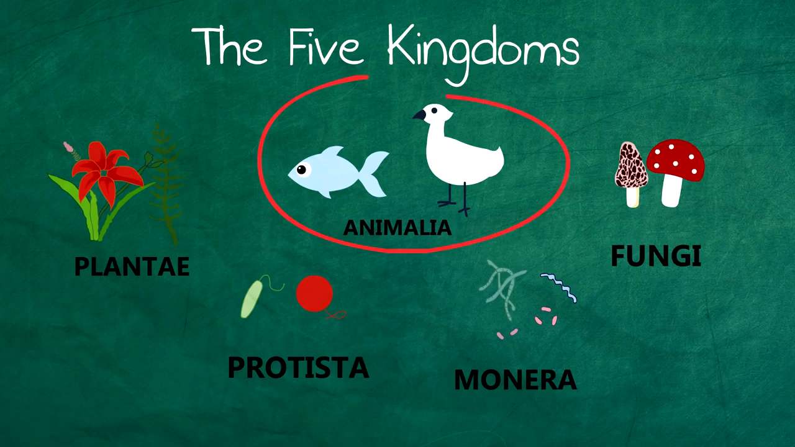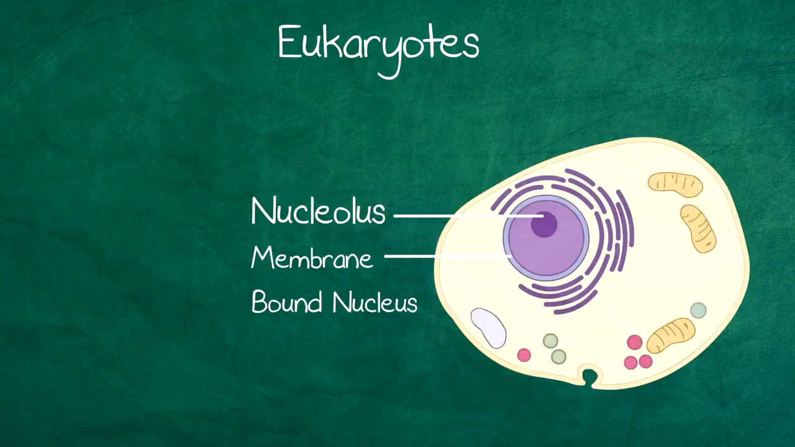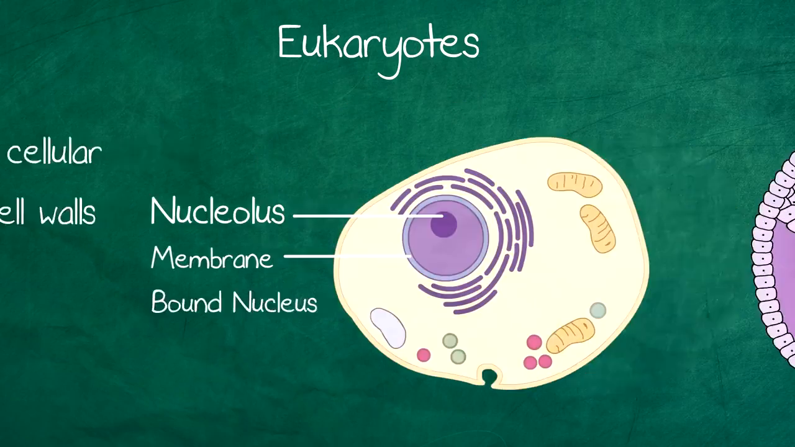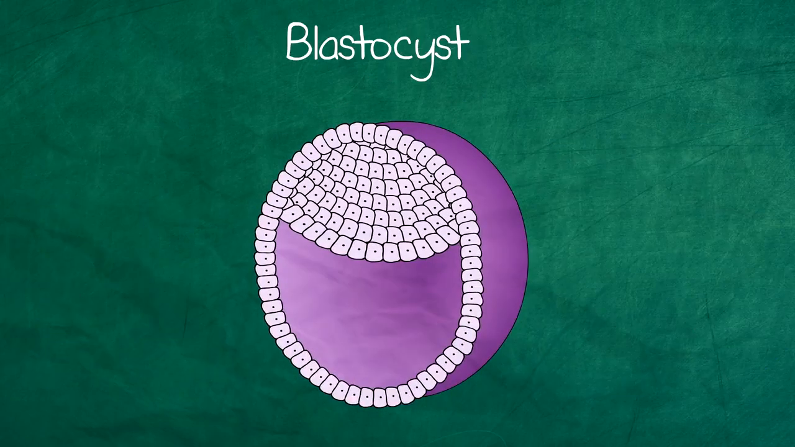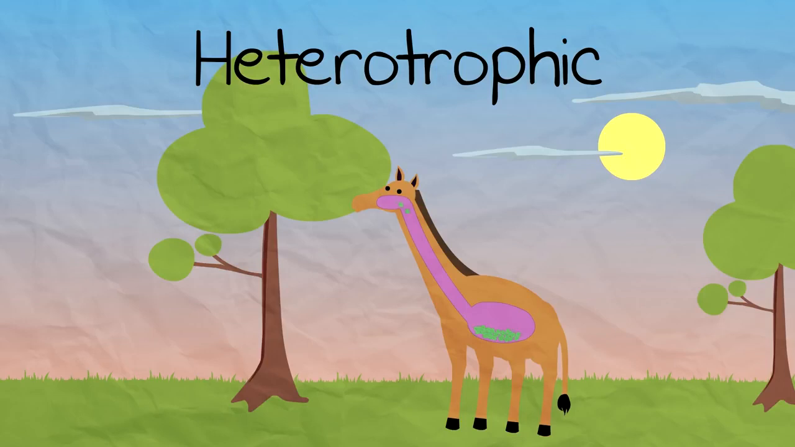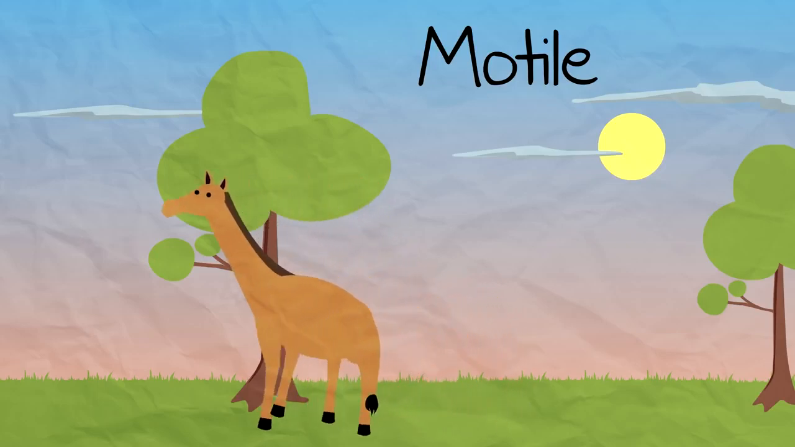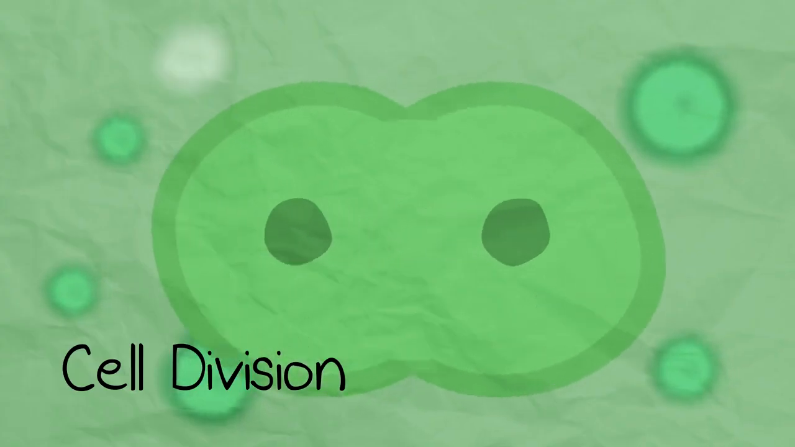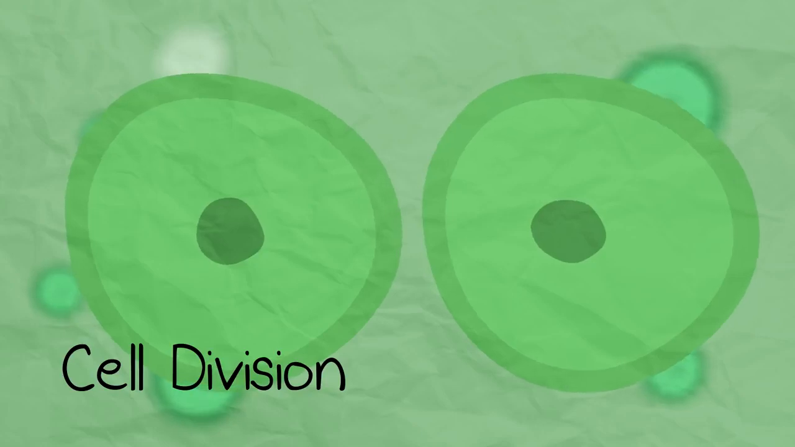Starting with animals, also known as animalia. They are eukaryotic, multicellular, and have no cell walls. They develop from blastocyst, which is part of the embryo development. They have both nervous and hormonal control systems. They are heterotrophic, which means they eat stuff and have a digestive system. They are motile, which means they move. Cell division, which enables growth, happens in the tissue.